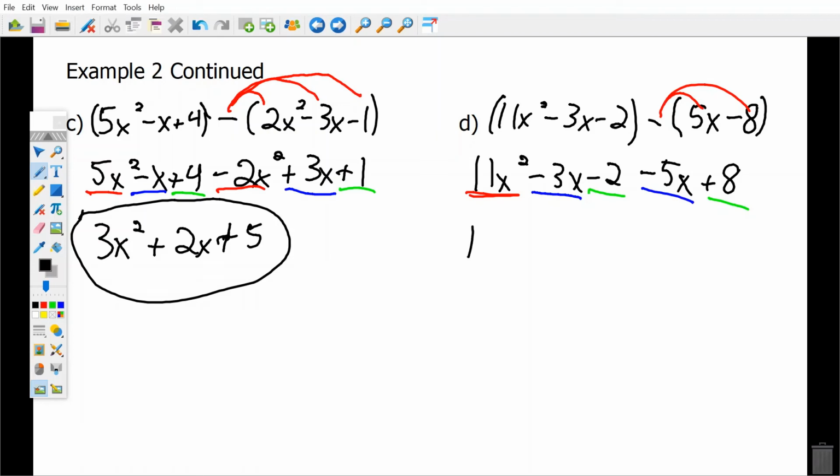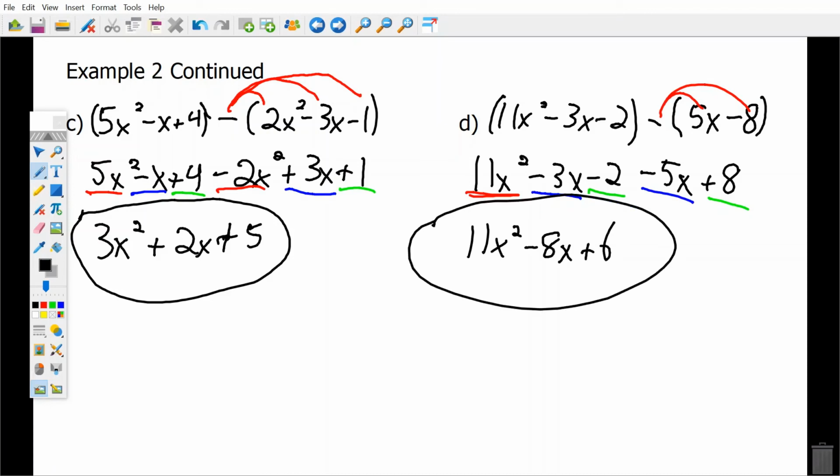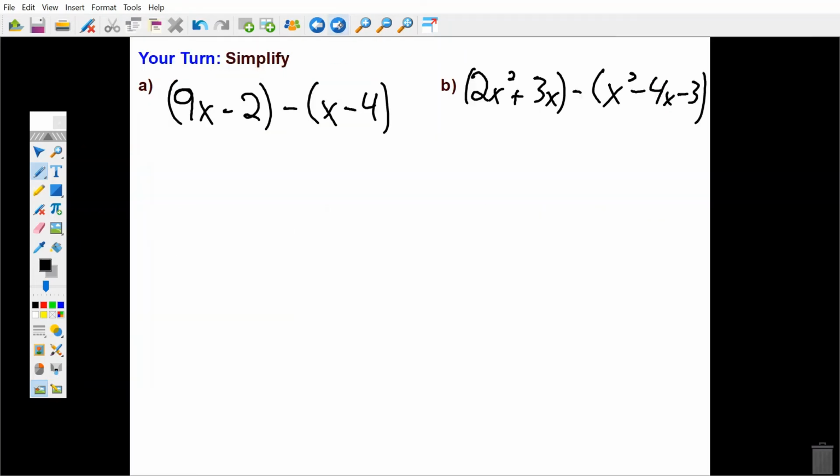11x squared stays the same, there's nothing to combine it with. Negative 3x minus 5x is negative 8x. Negative 2 plus 8 is positive 6. Answer is 11x squared minus 8x plus 6. The next slide, we're going to get you to take a chance and try these. So please pause now and try these two questions on your own.